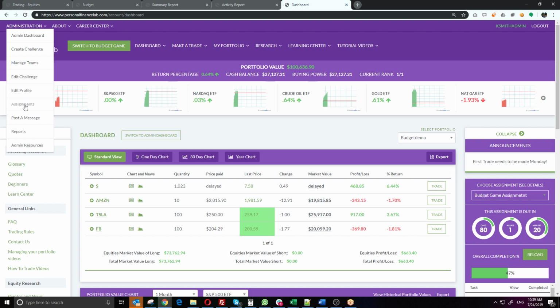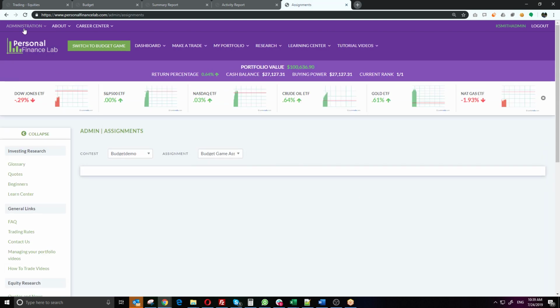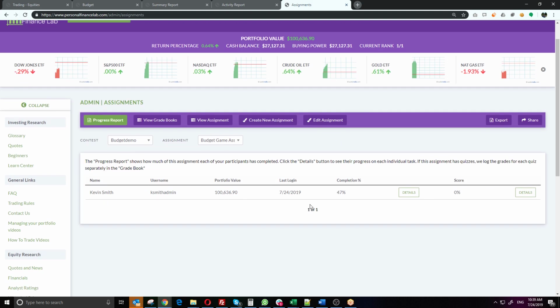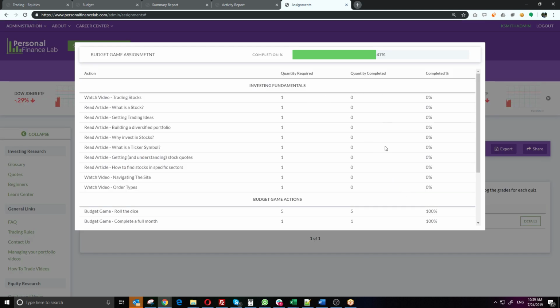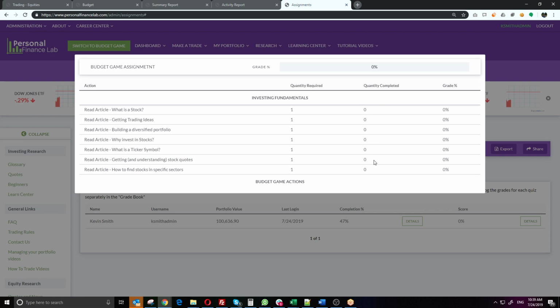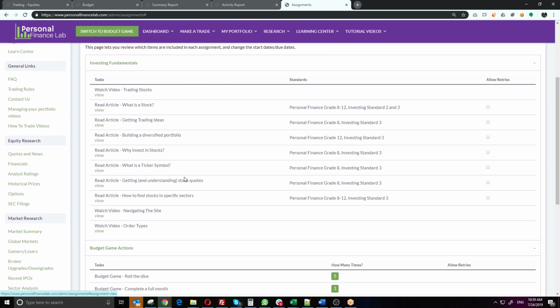I did forget to show the assignment reporting. It's called the assignments page. This is where you'd see all the students in your class. You'd see how much progress they've made on the assignments you've given them. The details button will show you what they've finished, what they haven't. The score one will show you the grades they got on each one of those quizzes. View assignment would let you see what was there, what wasn't.